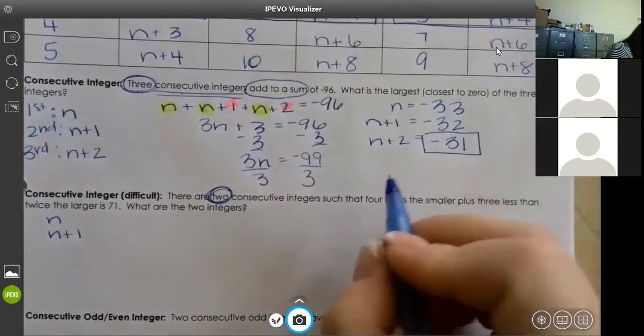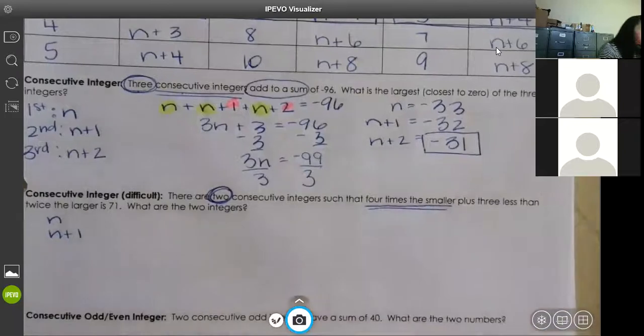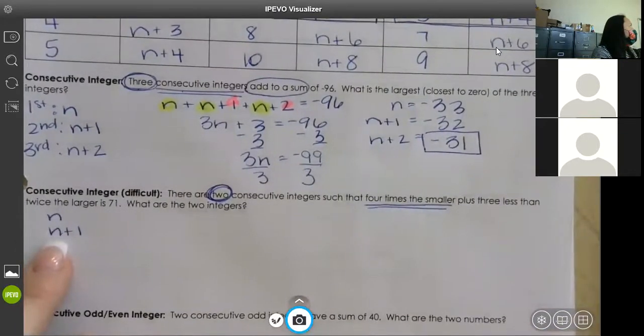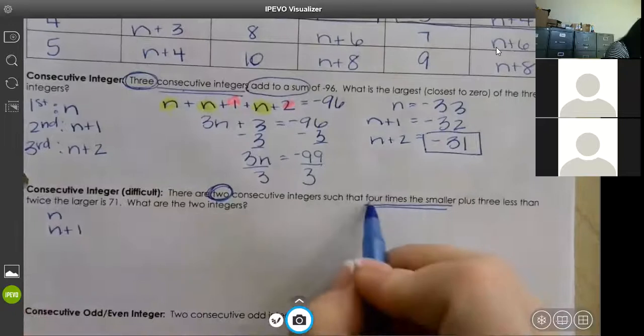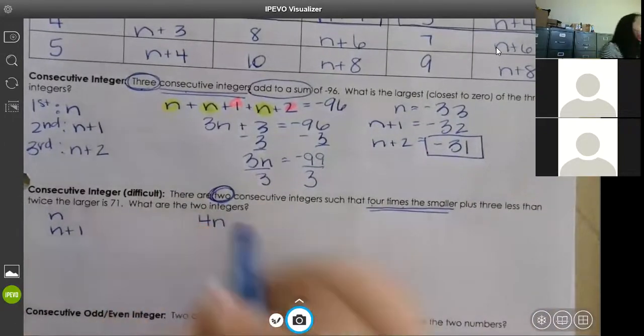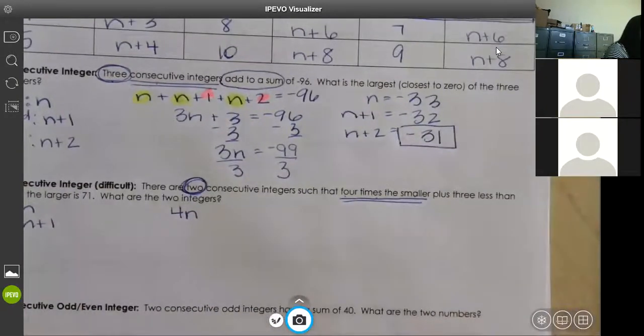Such that 4 times the smaller. Which one's going to be smaller, the first one or the second one? The first one, because it doesn't have a plus 1. Remember, if we plus 1, it makes it bigger. Okay. So the smaller is n. So 4 times the smaller, 4n. Again, if you use x, you can use x. That's fine. Be careful on this one.